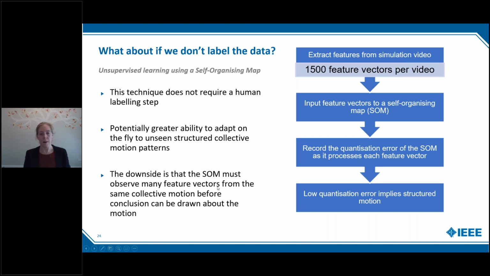observe a swarm much longer than a decision tree needs to observe a swarm. So we were finding that a decision tree can make an accurate decision from only 10 time steps of data. In contrast, self-organizing map needs to observe around 1,500 feature vectors before it can make a reliable prediction of what the error is going to be.